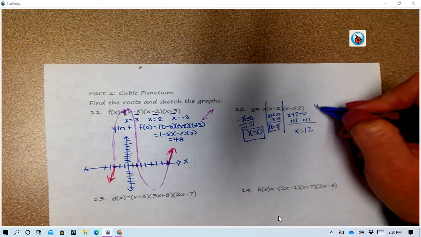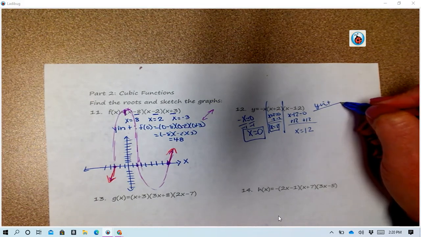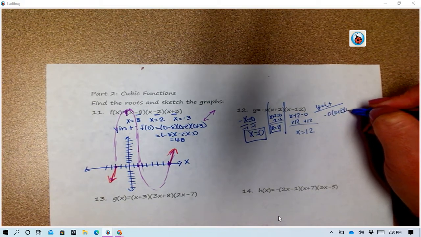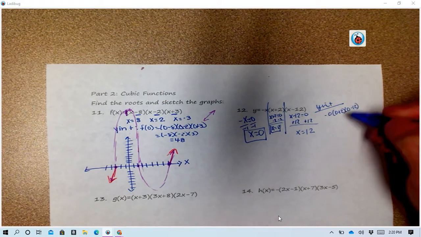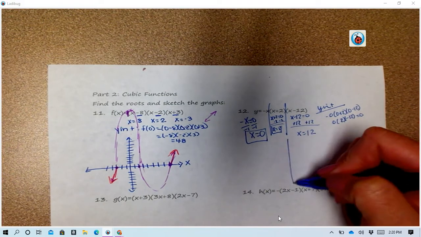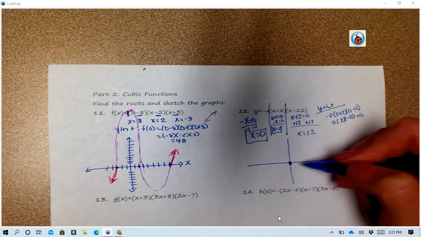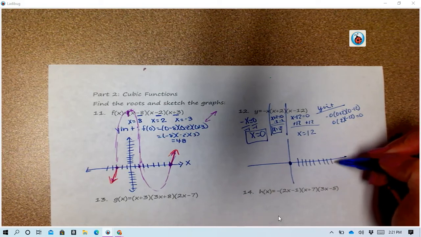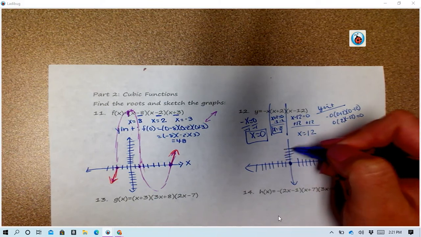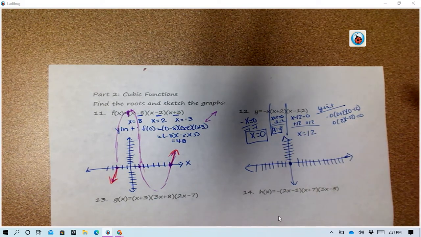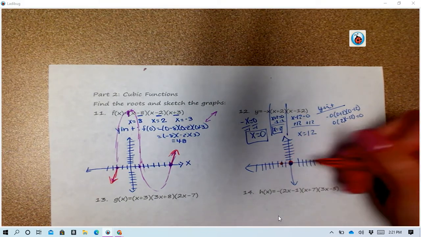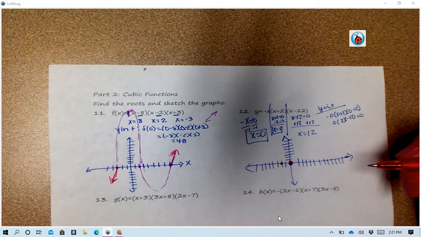Again, I'm going to find the y-intercept just to get another point to plot. So I would have -0 times 0 plus 2 times 0 minus 12. Well, that would give me 0 times 2 times -12, which is just 0. So we know our y-intercept is going to be here. So we got a root at 0, 0, a root at -2, and a root at 12.